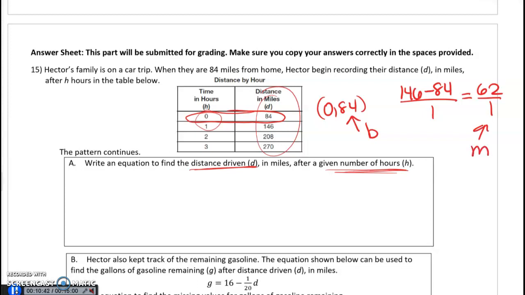Now I have my b value, I have my slope, and when I write my equation here, I know that I'm trying to find distance, right? So distance is equal to 62 times how many hours, plus the 84 miles here. The distance traveled is equal to 62 miles for each hour plus the 84 miles, because that's when they started. They were already 84 miles away from home.